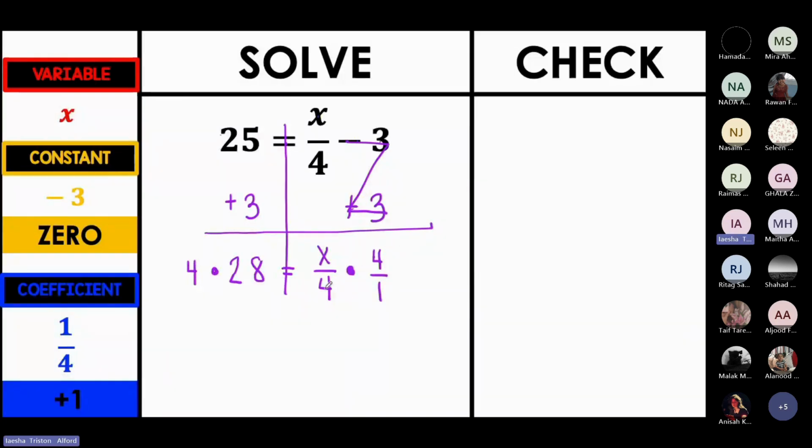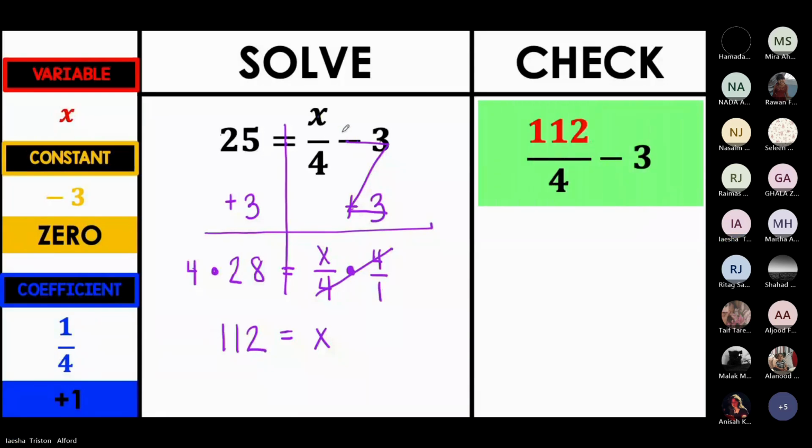When I make this one, okay, I have to delete. It makes positive 1. The x, keep it down. The equal, down. Positive 4 multiply positive 28 is positive 112. To check yourself, do not write x, put positive 112 in the calculator, and make sure you get positive 25.